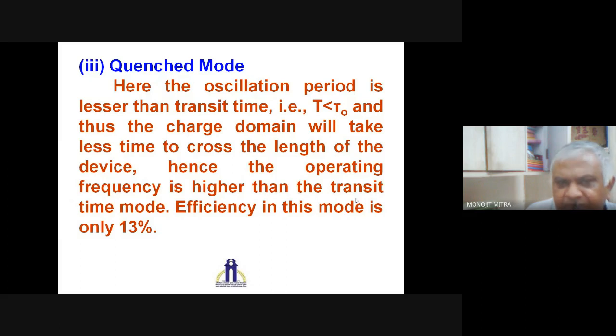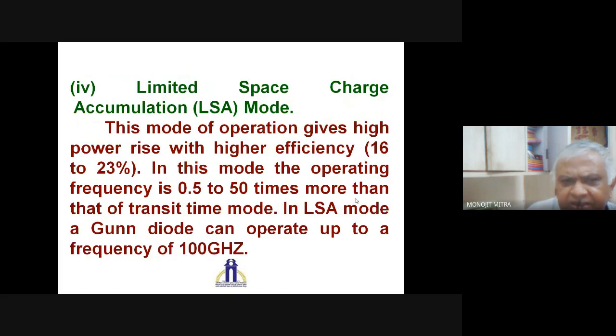And finally, the last one is the limited space charge accumulation mode, or LSA mode. This is not the normal mode of operation. This mode needs some extra additional circuitry along with the Gunn diode. That means it is not the normal mode of the Gunn diode which we are discussing. In our normal mode, we simply apply voltage.